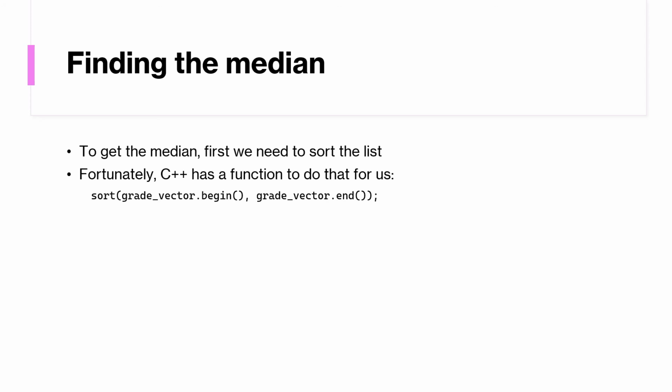To get the median, first we need to sort the list. Fortunately, C++ has a function that does that for us called sort. All you have to do with sort is, first, include the algorithm header, and then pass it the beginning point of your vector and the ending point of your vector. And again, vector has member functions that look up those beginning points and end points, so you don't have to do any complicated pointer manipulation that you would have to do with an array.